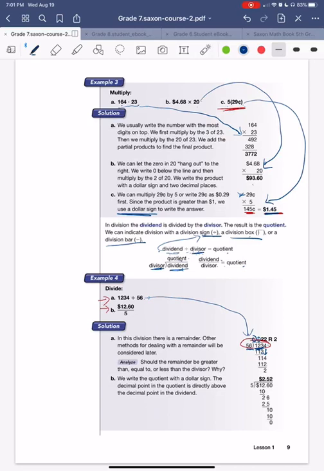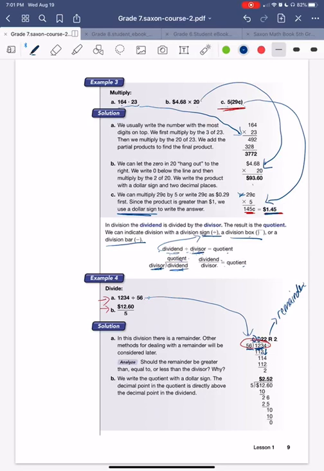So now you know that your answer is 22 with the remainder of 2. And remember, this R means remainder. So this is your leftover. In this division, there is a remainder. In other methods later on, we're going to talk about how we can deal with the remainder, like if there are different ways to write it and things like that. But we'll talk about that later.